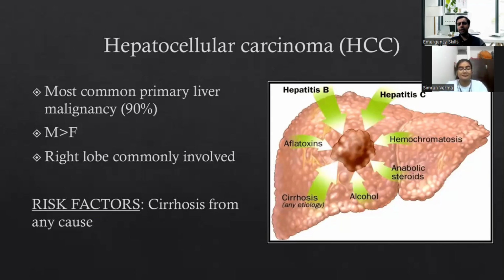Hemochromatosis is basically a metabolic disorder. Then we can have Wilson's disease. Alpha-1 antitrypsin deficiency can be a risk factor. Then we have steroids and alcoholic cirrhosis, which we all know. But there is one more thing, non-alcoholic cirrhosis, which can also be present. And then we have conditions like obesity and diabetes, which will affect the liver and cause cirrhosis.